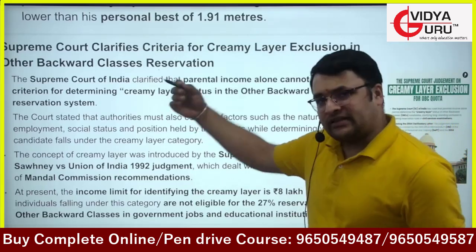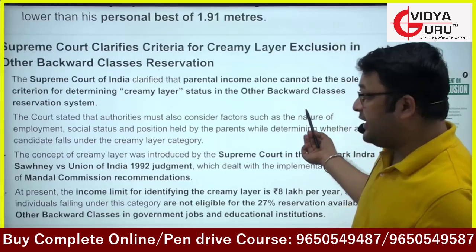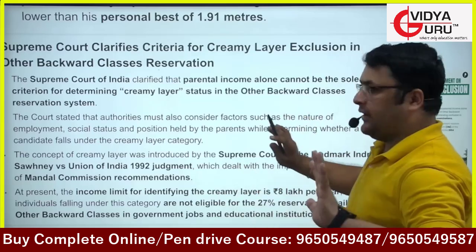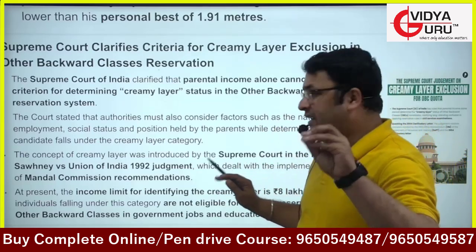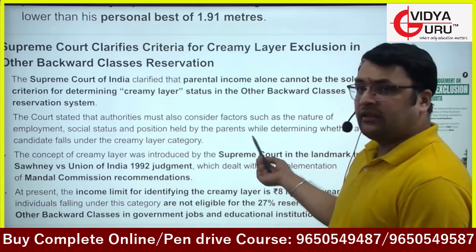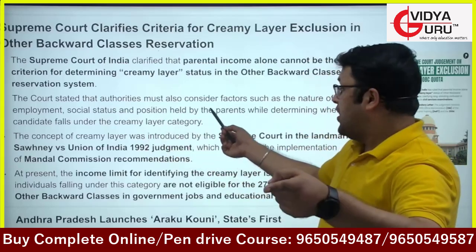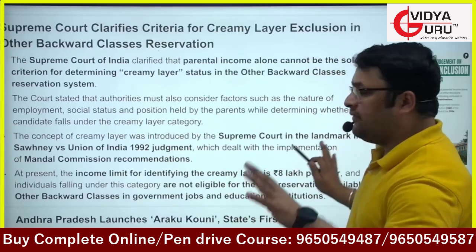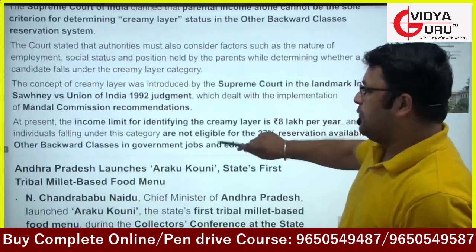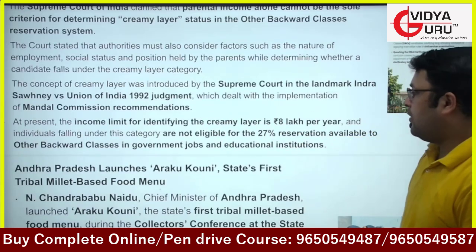So Supreme Court has clarified in its recent judgment that parental income alone cannot be the sole criteria for determining the creamy layer. So your parents' income cannot be the sole criteria for declaring yourself as creamy layer status in OBC. The court stated that the authorities must also consider factors like nature of employment, your social status, the position held by the parents, while determining whether that candidate falls under creamy layer or not. So this creamy layer concept was introduced in the 1992 judgment of Indra Sawhney versus Union of India case.